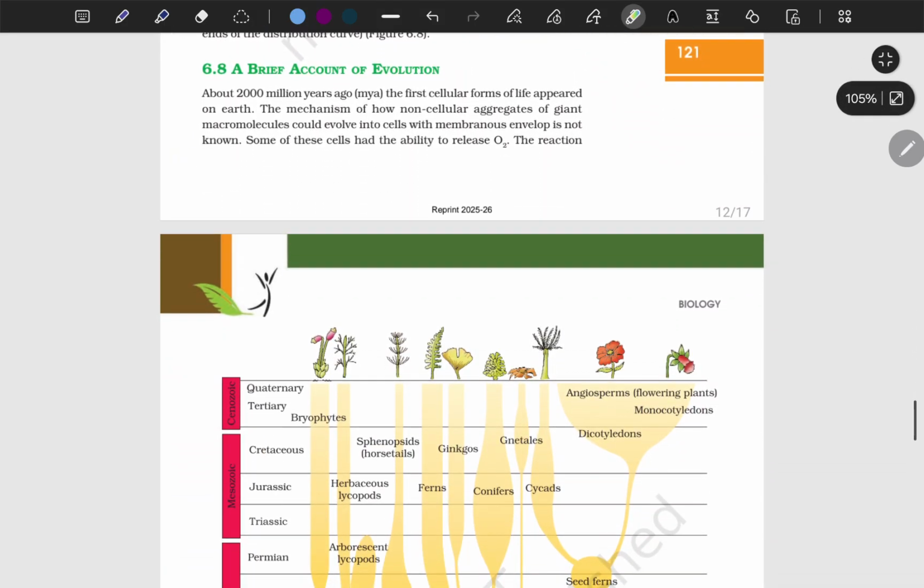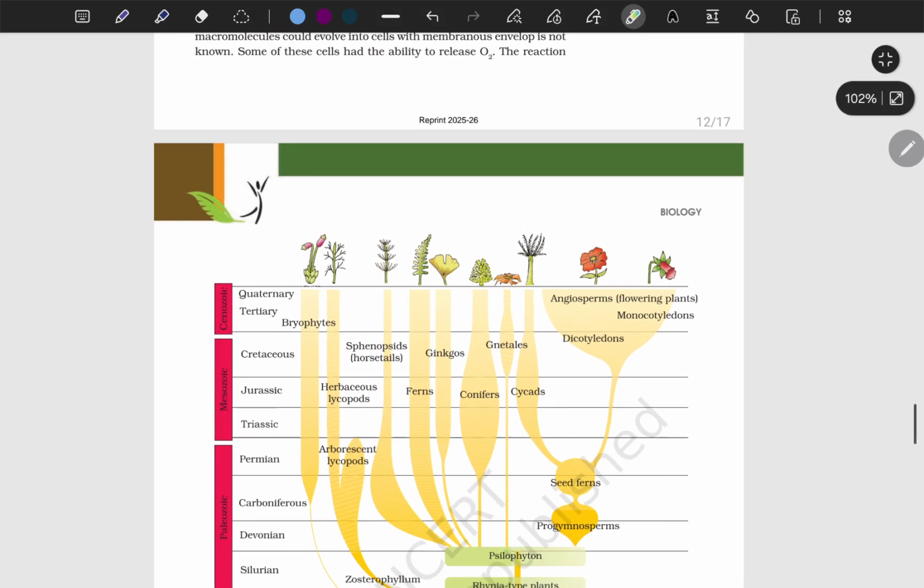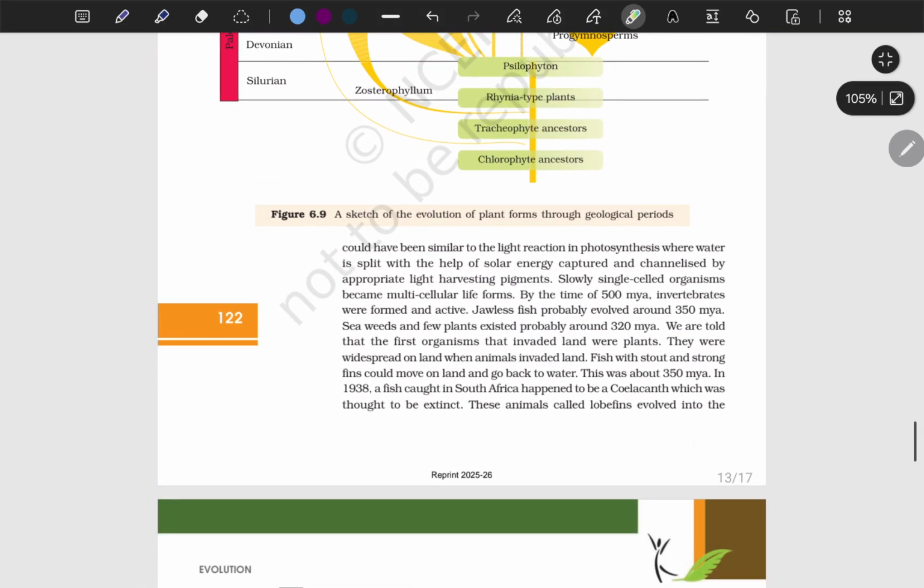Moving ahead, a brief account of evolution. About 2000 million years ago, MYA, the first cellular forms of life appeared on Earth. The mechanism of how non-cellular aggregates of giant macromolecules could evolve into cells with membranes and envelope is not known. Some of these cells had the ability to release oxygen. The reaction could have been similar to the light reaction in photosynthesis, where water is split with the help of solar energy captured and channelized by the appropriate light harvesting techniques.